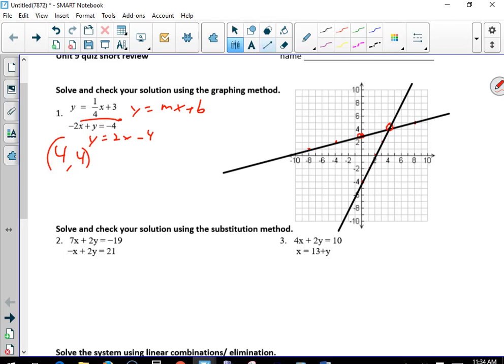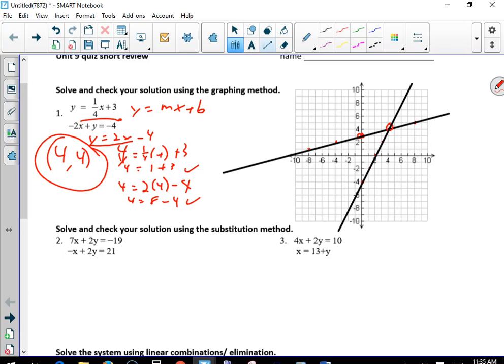I double check by plugging that in. I'm just going to plug it into y equals 1/4 times 4 plus 3. That's 1 plus 3. Oh, this should be a 4 here. So 4 equals 1 plus 3. Check. And the second one here, 4 equals 2 times 4 minus 4. So 4 equals 8 minus 4. Check. So this point is valid.